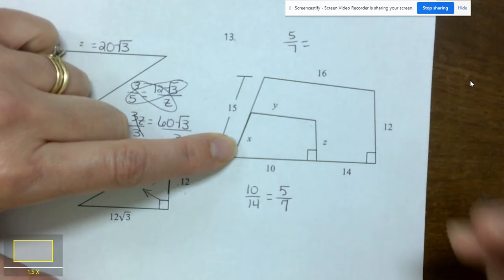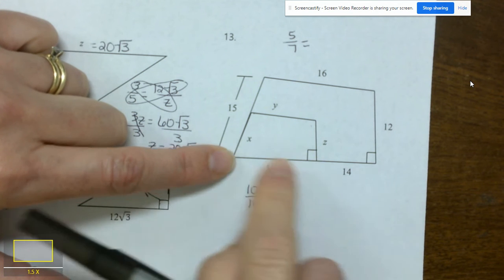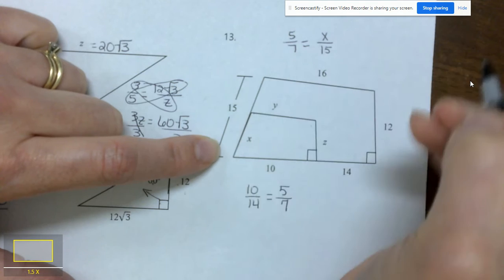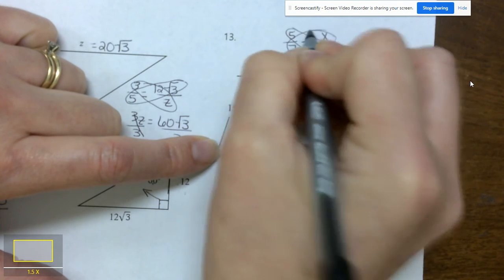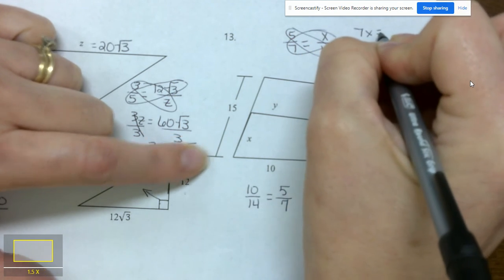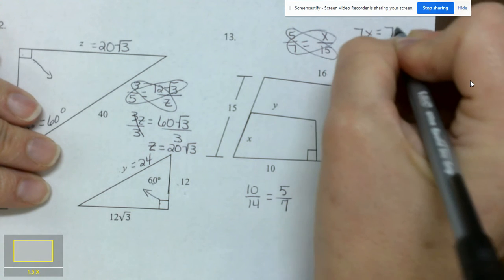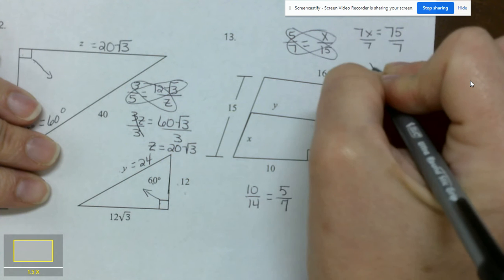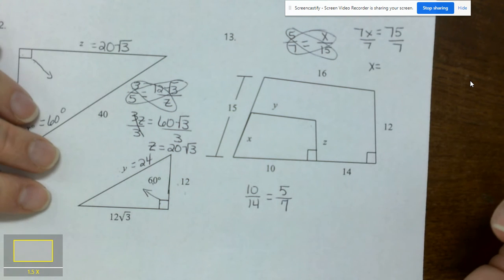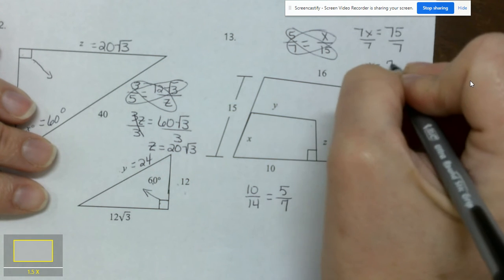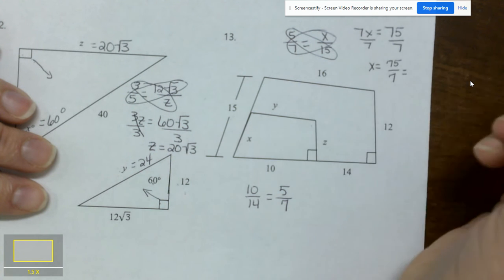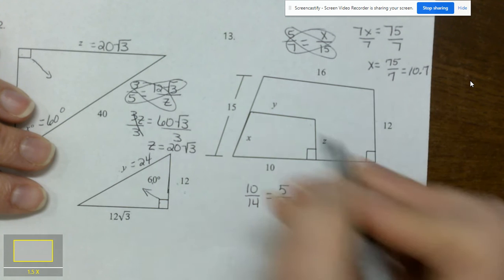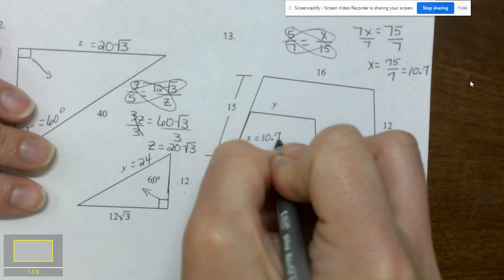So 5 is to 7, that's 10 is to 14, as x is to 15. If we cross multiply, that gives us 7x equals 15 times 5, which is 75. If you divide by 7 on both sides, that is 75 over 7. You can't simplify that unless you take it down to a decimal. You could do that, which is 10.7. So you can do that if you want to. So we'll say that x is 10.7.